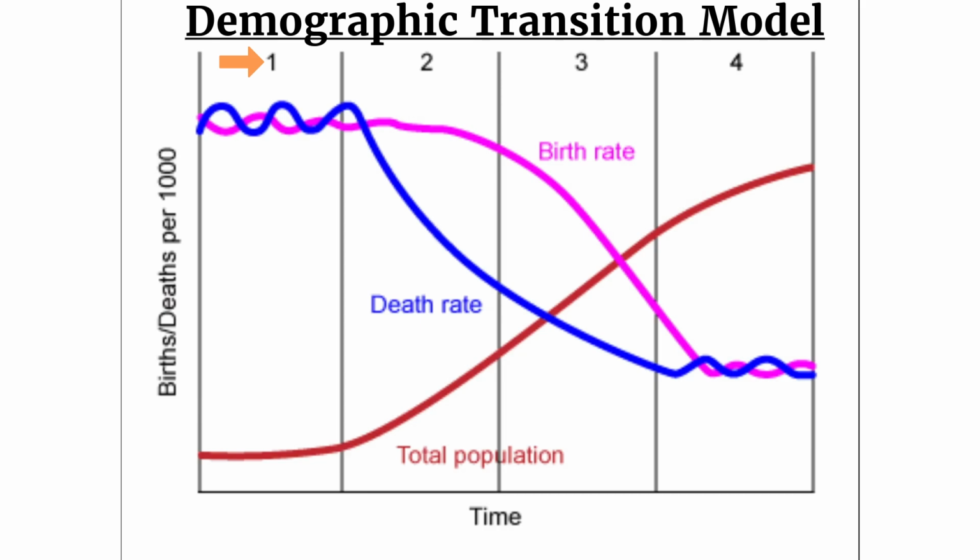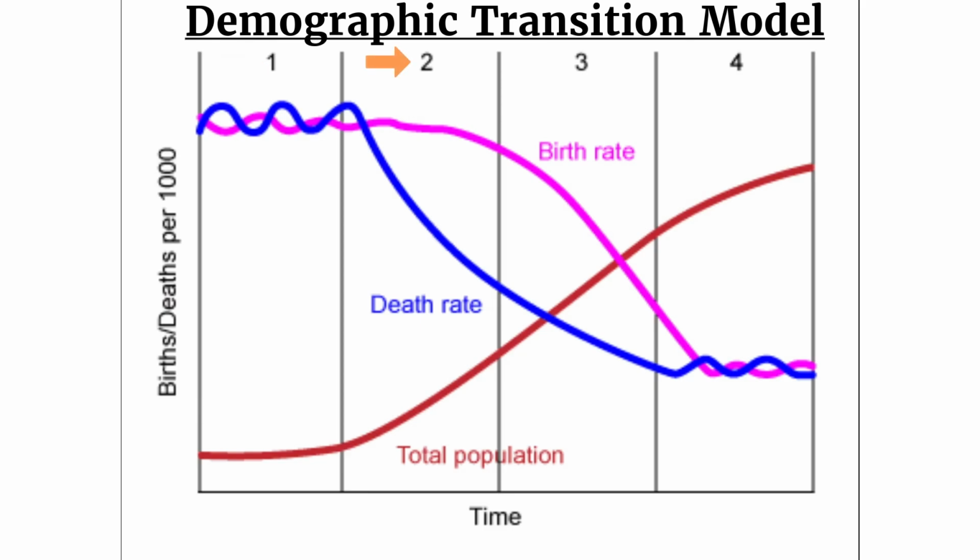Stage one, or the agricultural stage of the demographic transition model, features a high birth rate, a high death rate, and a stationary but low total population. Societies in stage one of this model often have poor access to medical care, which results in high death rates. Thankfully, no countries in the world exist at stage one of the demographic transition model anymore.